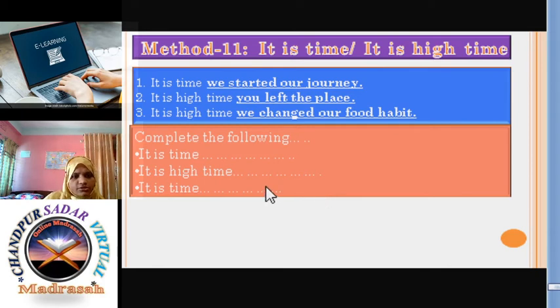Here are given some examples for you. It is time we studied in a better way. It is high time we stopped corruption. It is time we started our school. More options are available.